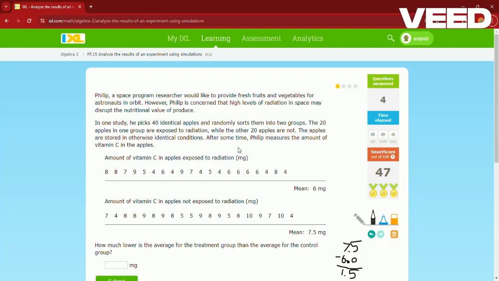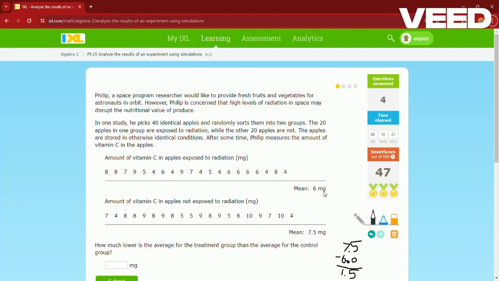Philip, a space program researcher, would like to provide fresh fruits and vegetables for astronauts in orbit. However, Philip is concerned that high levels of radiation in space may disrupt the nutritional value of produce. One day, he picks 40 identical apples and randomly sorts them into two groups. The 20 apples in one group are exposed to radiation, while the other 20 apples are not. The apples are stored in otherwise identical conditions. After some time, Philip measures the amount of vitamin C in the apples.